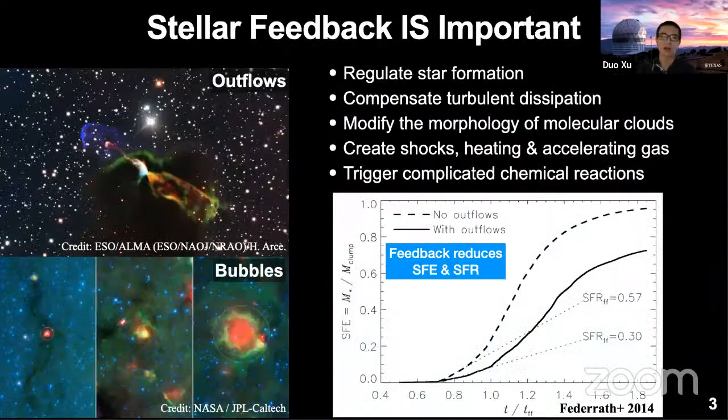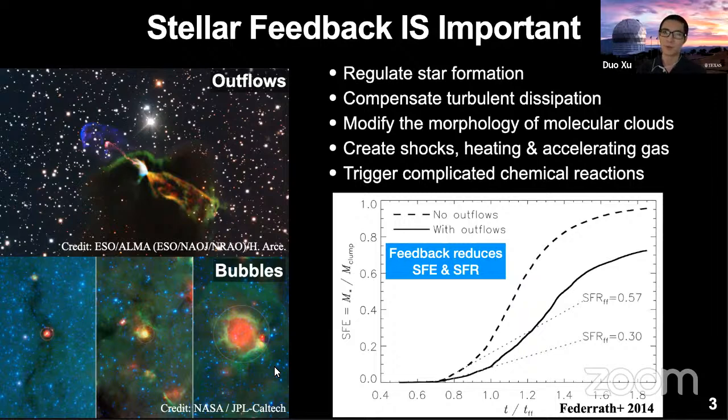In terms of our local solar neighborhood, stellar feedback is crucial. It regulates the star formation process and possibly compensates the dissipation of turbulence. There are 2 typical types of stellar feedback. One is collimated outflow. The other is more isotropic stellar wind-driven bubbles. Both mechanisms will shape the morphology of the molecular cloud. And this feedback will also create shocks and trigger some complicated chemical reactions.